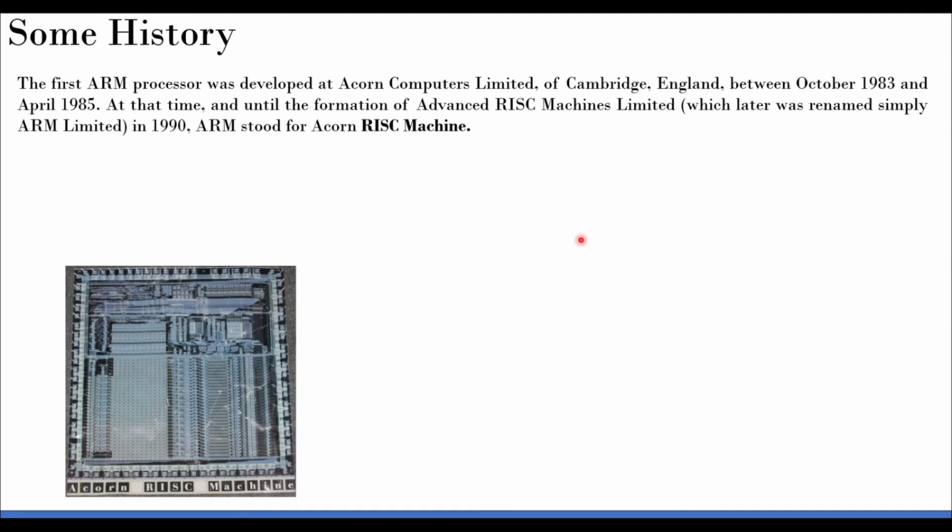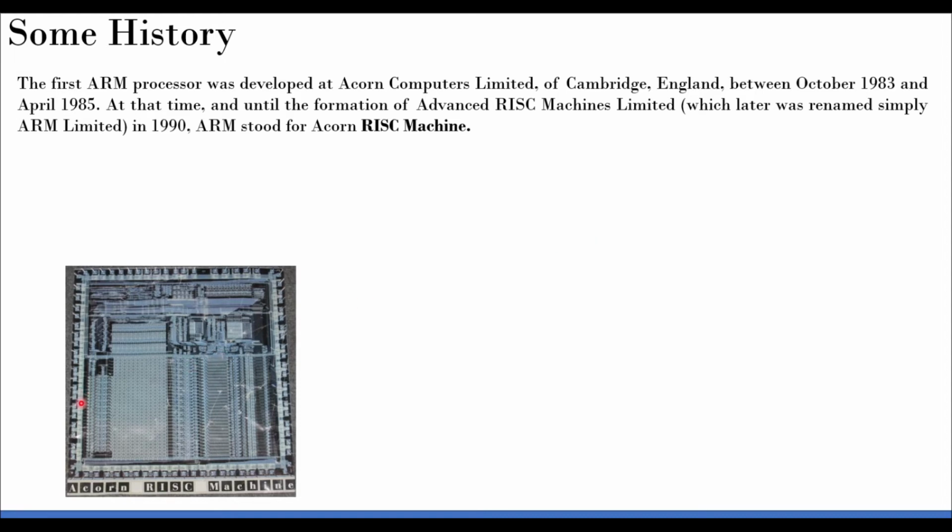Later on it was renamed ARM Limited, but until then it was known as Acorn RISC Machine. ARM was popularly known as Acorn RISC Machine because it was completely owned by Acorn Computers Limited.